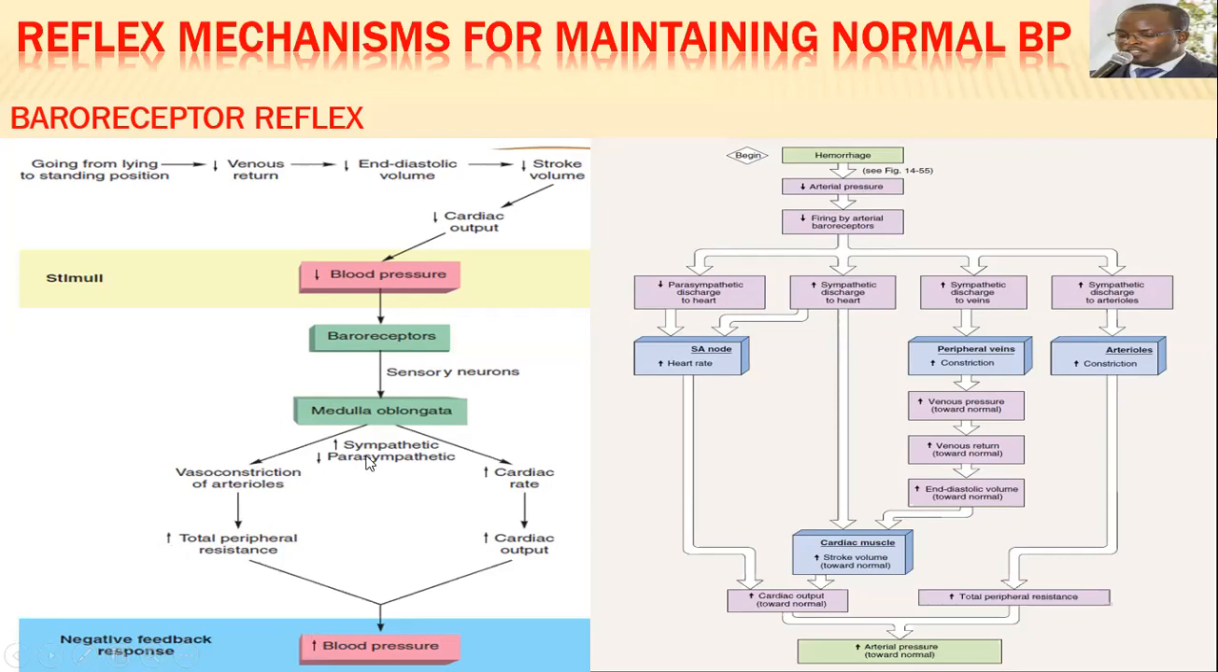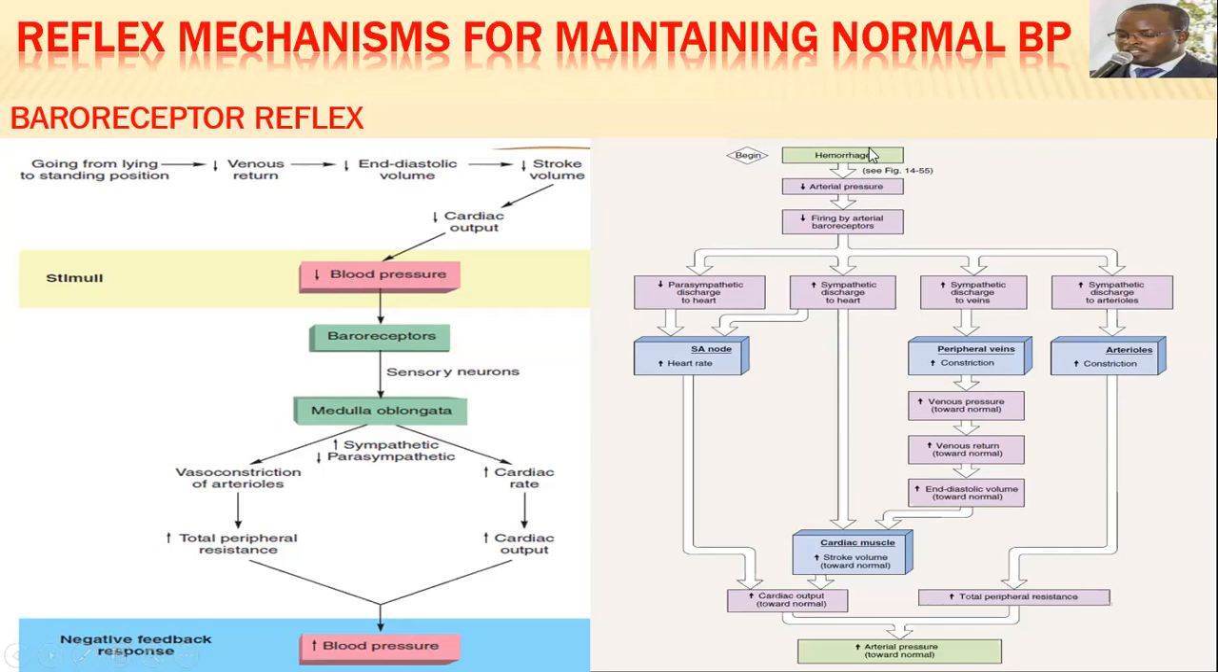At the same time, if you have sympathetic stimulation, the SA node will be stimulated more, the AV node will be stimulated, so the rate of firing of action potentials will increase, and the conduction velocity of action potentials is also going to increase. That will result in an increase in the heart rate. That will translate into an increase in cardiac output. If you have an increase in cardiac output, you know the blood pressure is going to increase. So this is a baroreceptor reflex as a result of reduction in blood pressure.